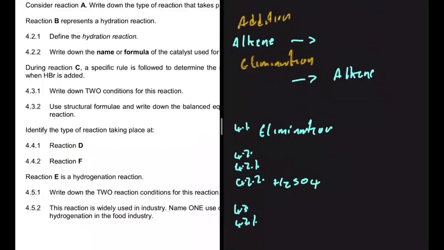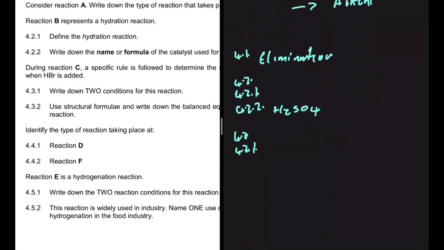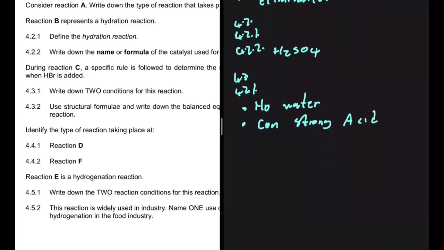Well, the answer to 4.3.1 was actually very difficult to find. But if you visit the CAPS document and other relevant resources, you'll find out that for hydrohalogenation, our addition reaction in this case, we need no water because alkenes cannot react with pure water. And then apart from needing no water, we need a concentrated strong acid for this reaction that we have in 4.3.1. It is an addition reaction, namely hydrohalogenation. We're adding a hydrogen and a halogen.